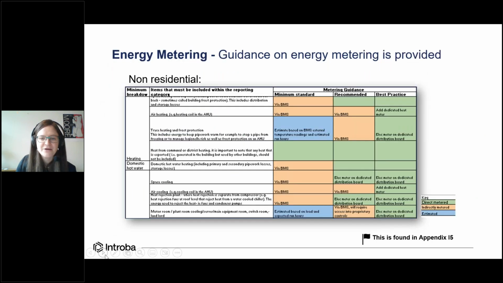We've also given a lot of guidance on energy metering. We need to make sure that for non-domestic buildings, we can meter different elements of energy consumption so we can understand what's going on, and we provided guidance on how you can do that metering. That's really helpful at the design stage because it means you can set up the design right. We've given a minimum standard and then a recommended and best practice way of metering that data.